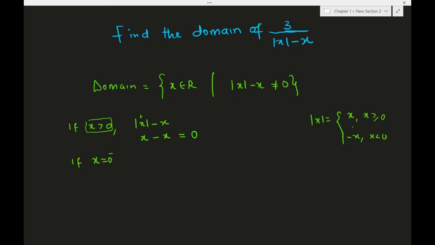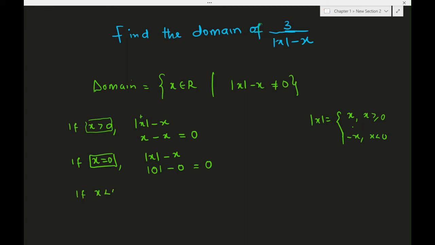Now, what is the next one? If x is equal to 0, what do we have? Absolute value of x minus x is nothing but 0, because you have absolute value of 0 minus 0, which will give us 0. Is that okay?